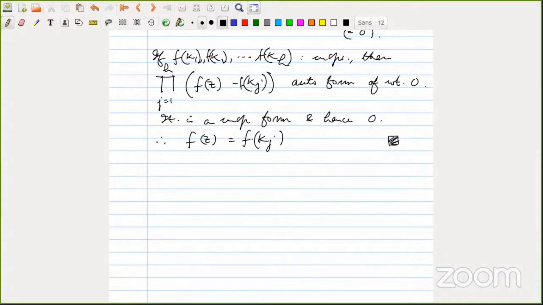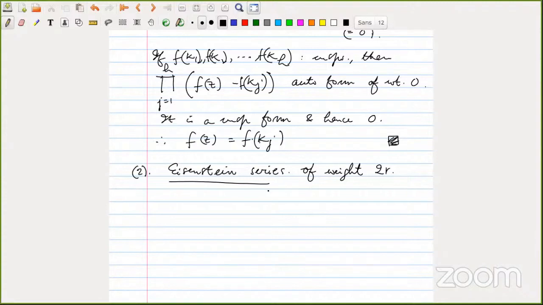Okay. So the other example is the example of an Eisenstein series. And why do these kinds of examples come to our mind? Okay, so this is of even weight, 2r. Let's say it's even because we are going to look at SL2(R)^n.